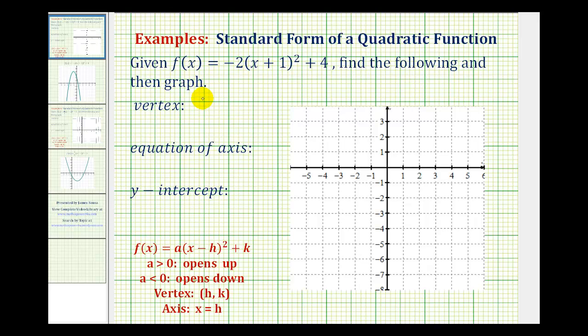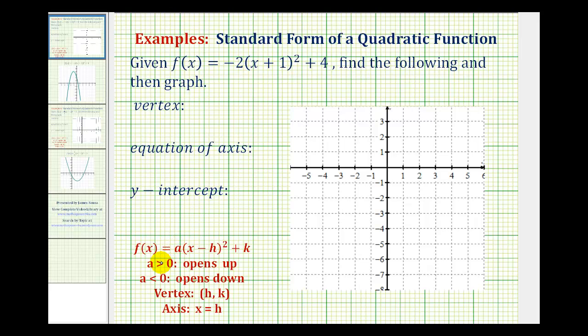In this example, we want to graph a quadratic function in standard form. This is sometimes also called vertex form or graphing form. So given our function, we want to find the vertex, the equation of the axis of symmetry, the y-intercept, and then graph the function.